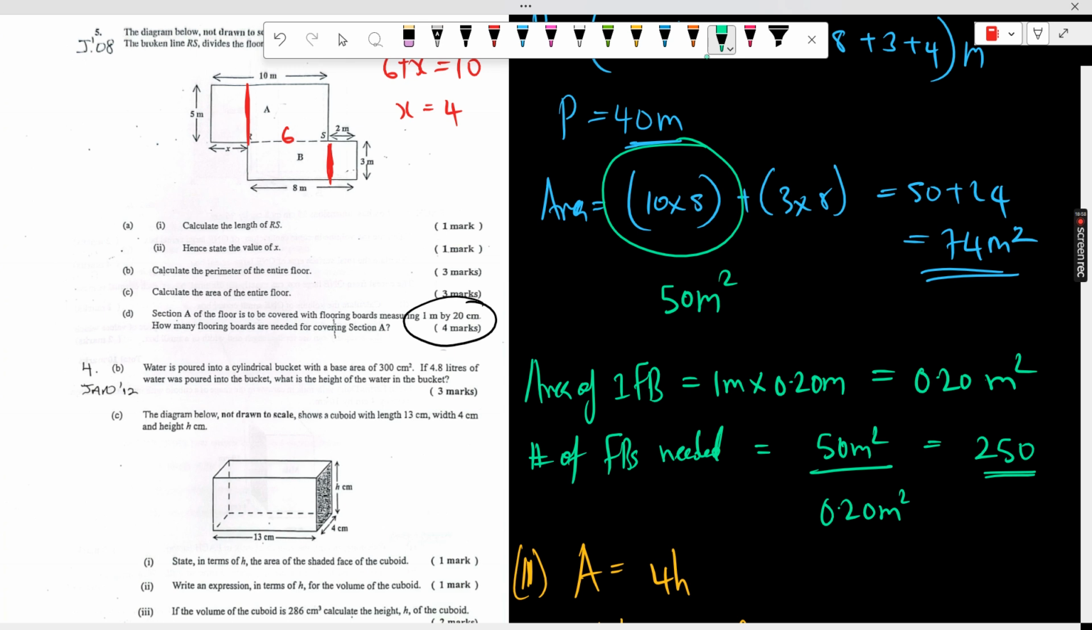So this has no unit because it's just a number. So we need 250 of those flooring boards. Is that clear? Yes, sir. All right, good.